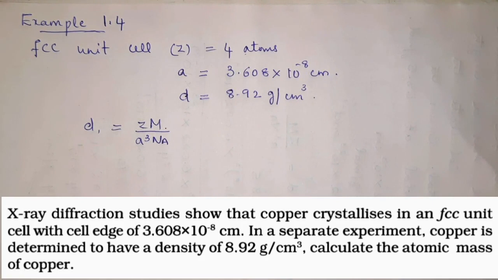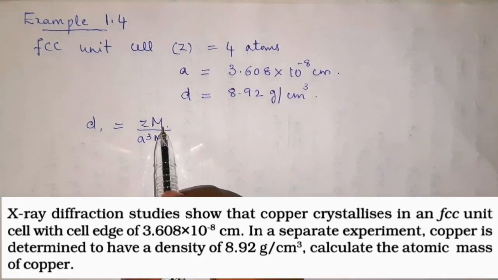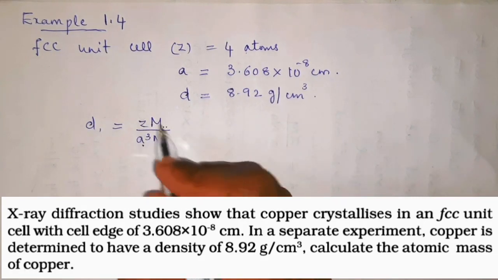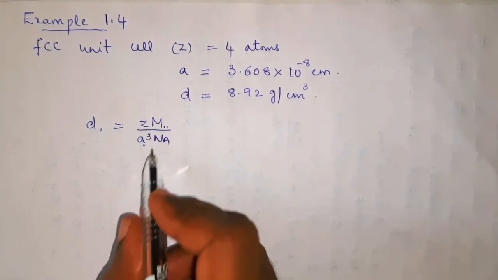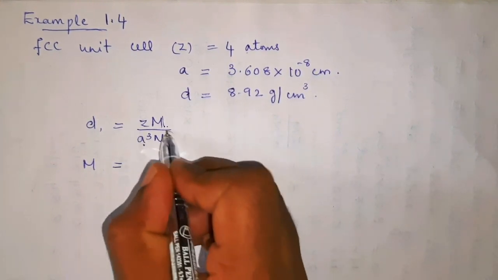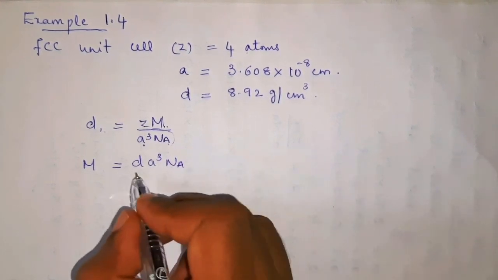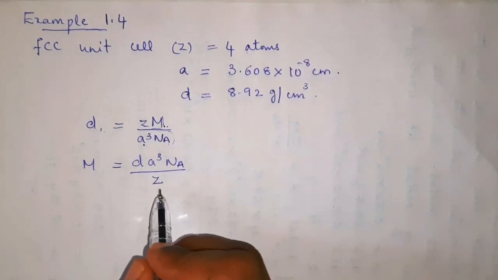For 1 mole of a substance, atomic mass and molar mass are one and the same. So if we find the molar mass, we can find the atomic mass. Then a is given, and Na is the Avogadro number. The rest of the terms are given; we need to find capital M. Rearranging the equation, taking all the other terms to this side, M = d a³ Na / Z.